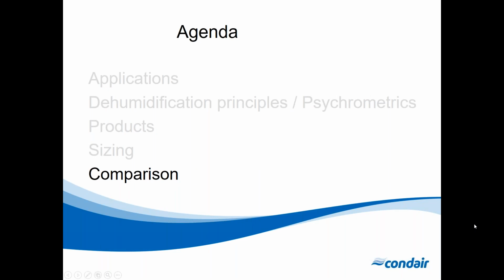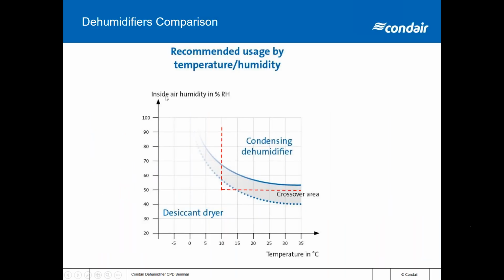So now we can do a comparison between the different technologies, and a really good graph that illustrates the difference between the technologies is this one. It's showing different inside air humidities going up from 20 to 100%, and air temperatures going from -10 to 35. And you can see that actually if you are above 20 degrees C and 50% RH, you're into the type of application where you can use a condensing dehumidifier.